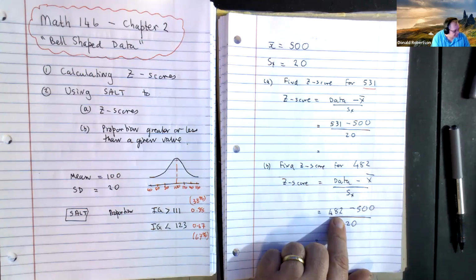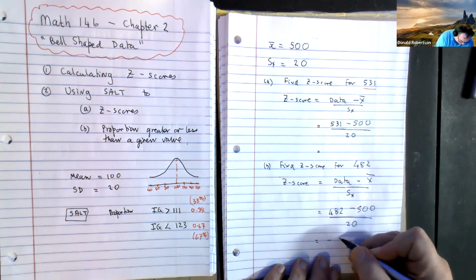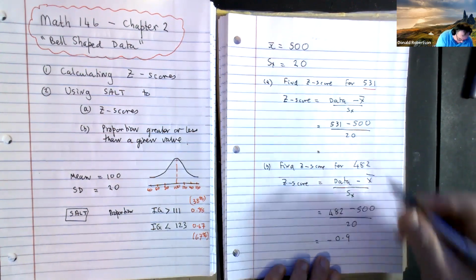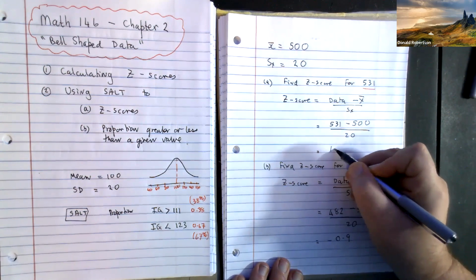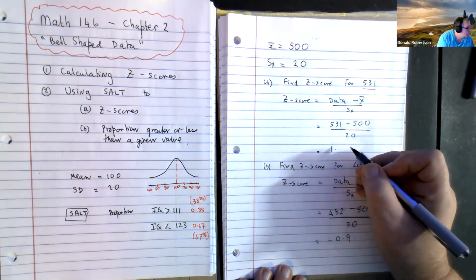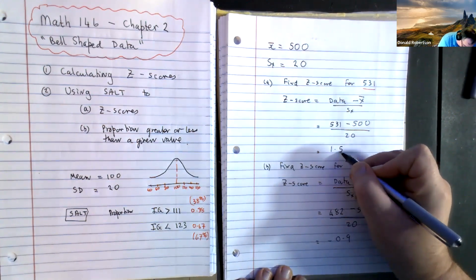And then I'm going to divide by, as we say, 20. And the answer is exactly what I thought it would be. It's negative 0.9. And I forgot what this guy is, but I believe he was positive 1. Oh, what was he? 1.55 there.